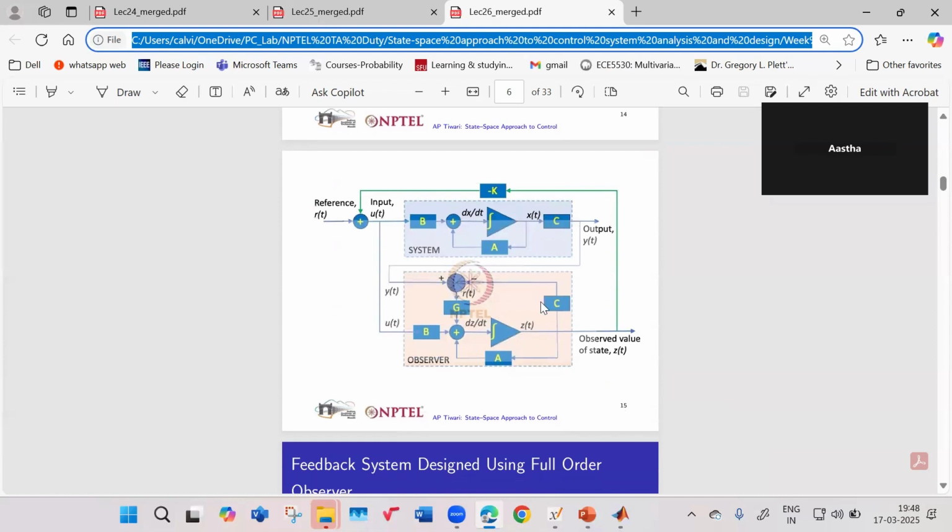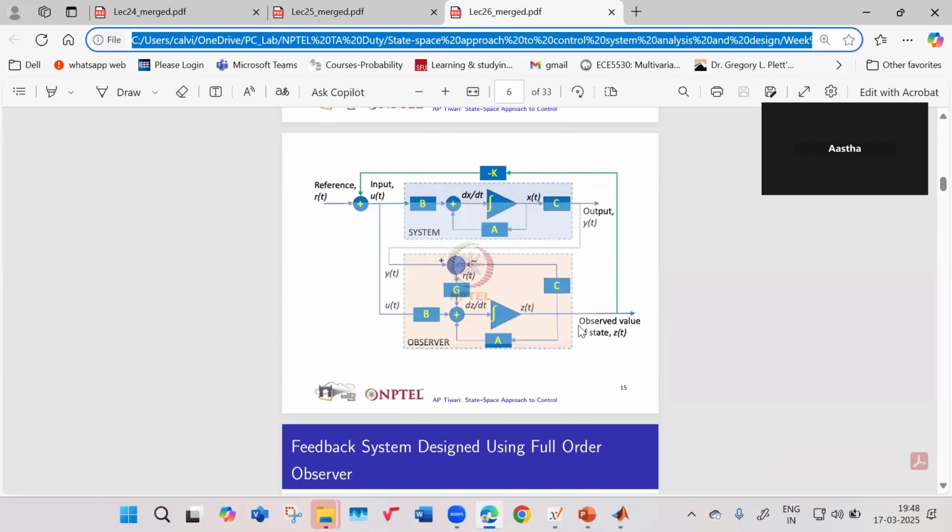So what is done is we have an observed value of the state. And instead of actually feeding back minus Kx, we are feeding back minus K into z. We are feeding back the estimated state. Right?